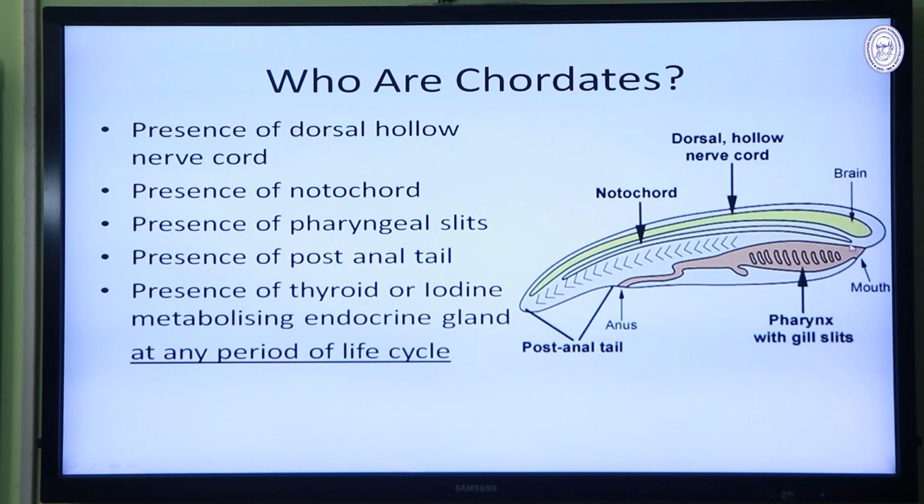Presence of pharyngeal slits. Pharynx is the part of gut or the digestive system just beside the mouth. So, it must have the slits, and a chordate must possess a post-anal tail. So, this is the anus region, and after that the extended part should be tail region. And the fifth point is that the thyroid gland or any kind of iodine metabolizing endocrine gland like endostyle must be present in the chordates, and these characteristics may be present in any period of life cycle, means it can be present during the larval stage or in the adult stage or in either or conditions. So, these are the defining characteristics of the phylum Chordata.